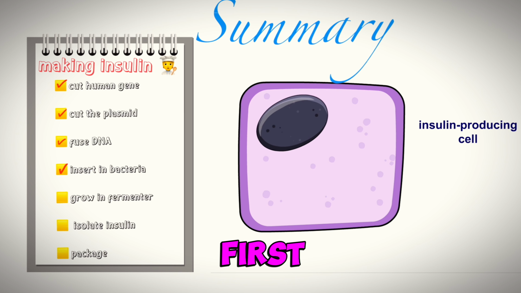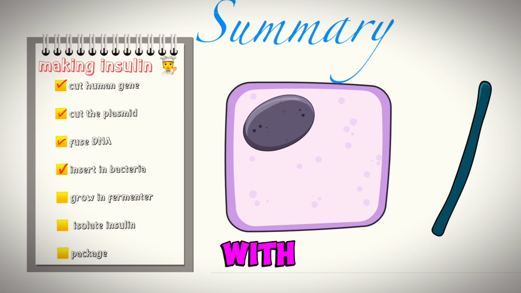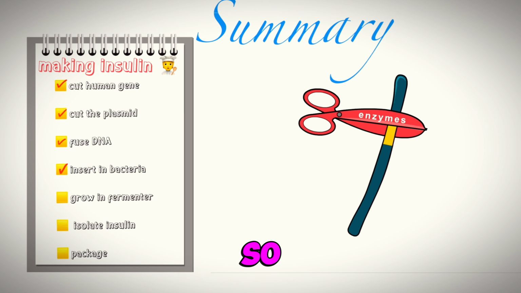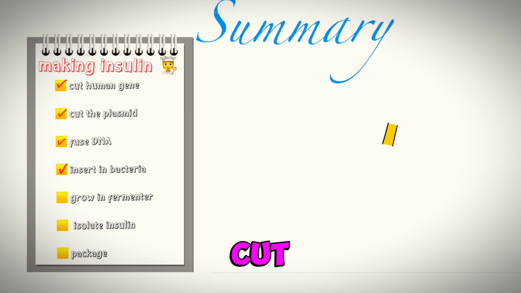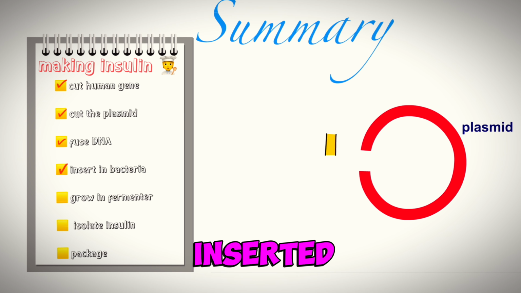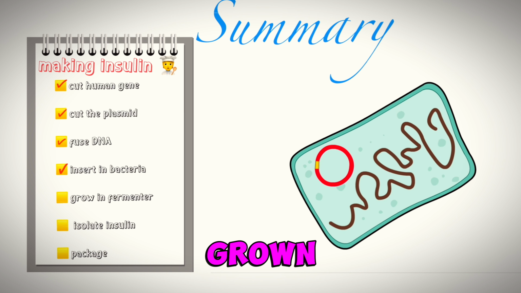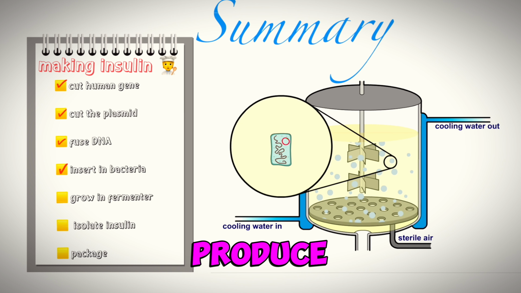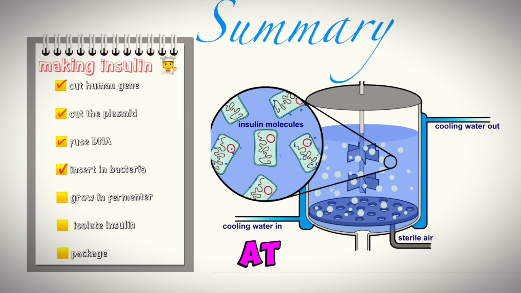for patients. To summarize the process, first, the human insulin gene is cut with a restriction enzyme, and so is the bacterial plasmid, cut with the same restriction enzyme. The recombinant plasmid is inserted into a bacteria, which is grown then in a fermenter to produce effective human insulin at low price.